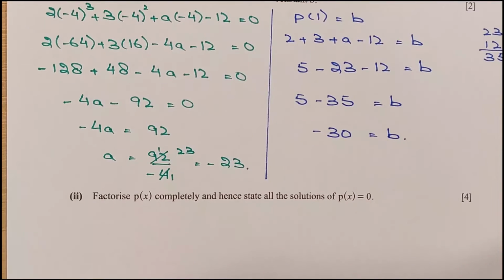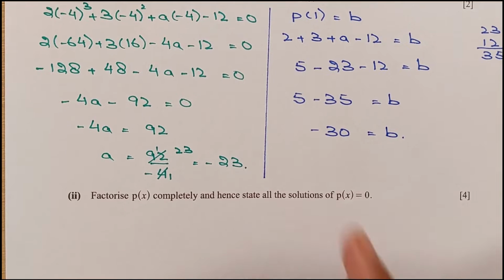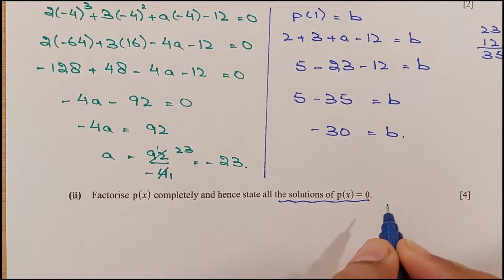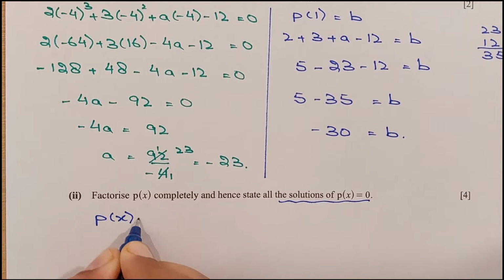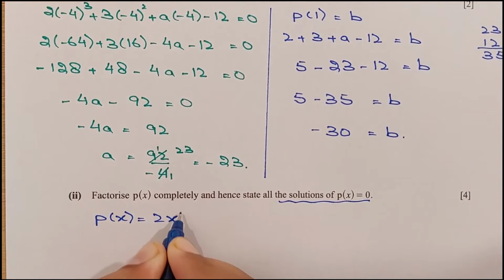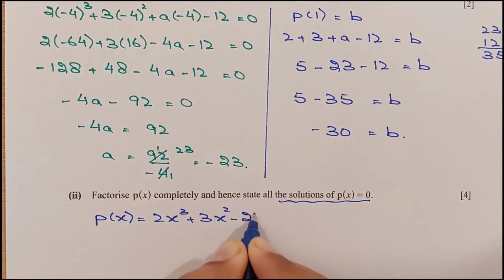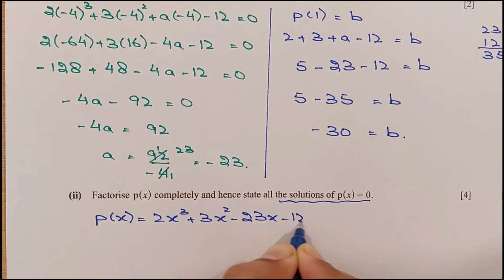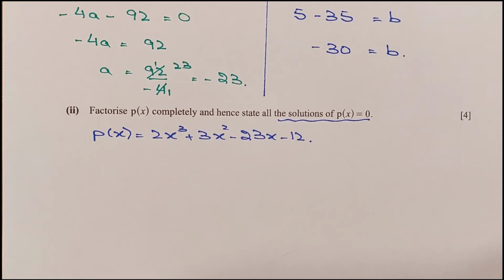Now for part b, the second part: factorize p of x completely and hence state all solutions of p of x equals 0. The polynomial p of x is equal to 2x cubed plus 3x squared minus 23x minus 12, and we have been given that x plus 4 is a factor. So let me use the synthetic division method here. It is a cubic polynomial, so it has 3 roots.